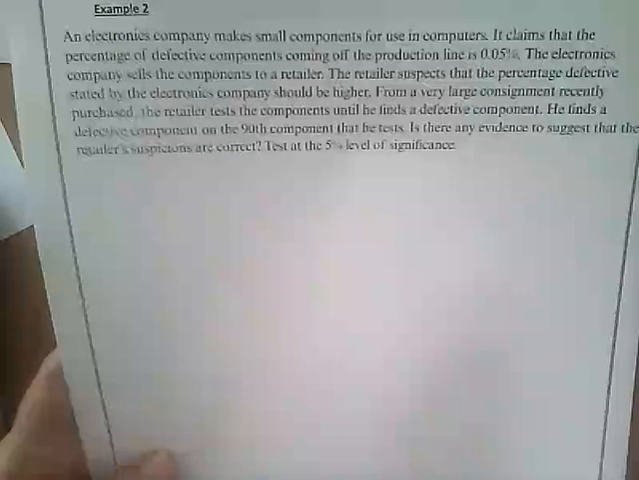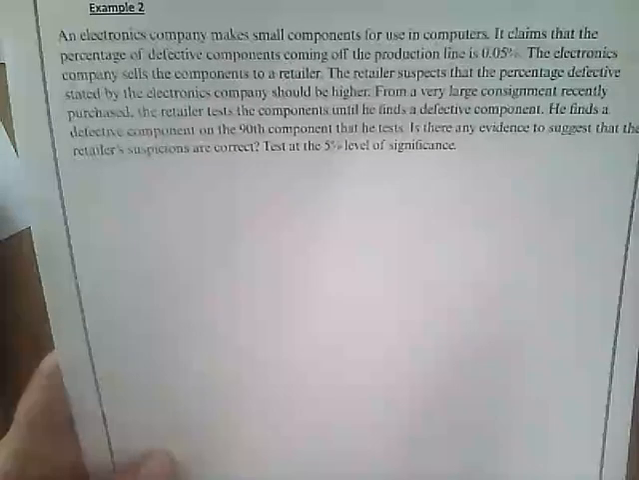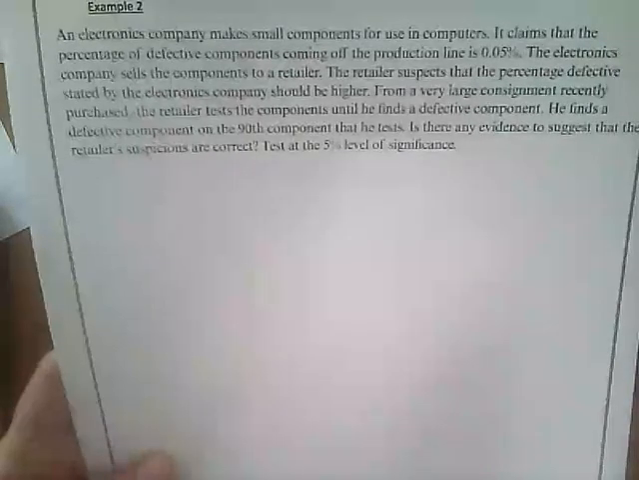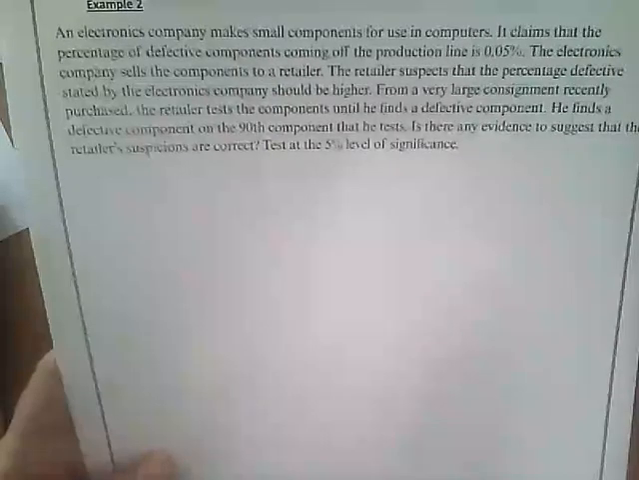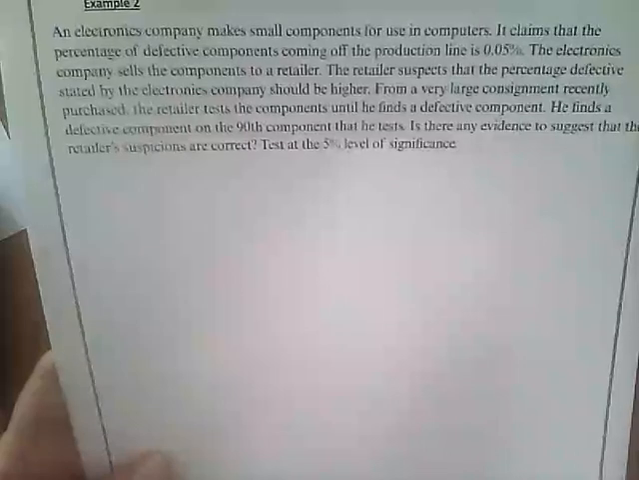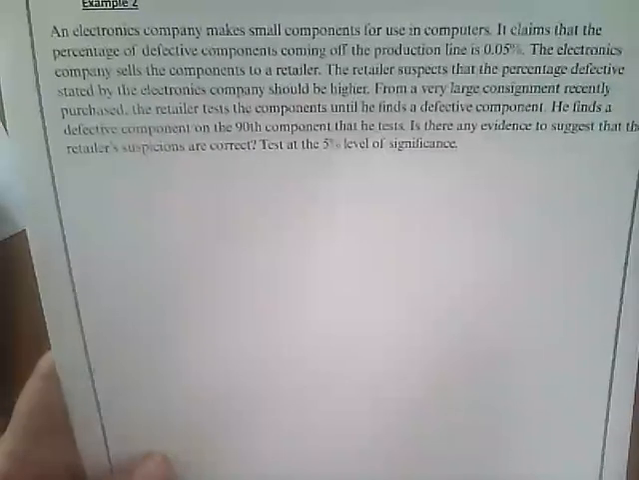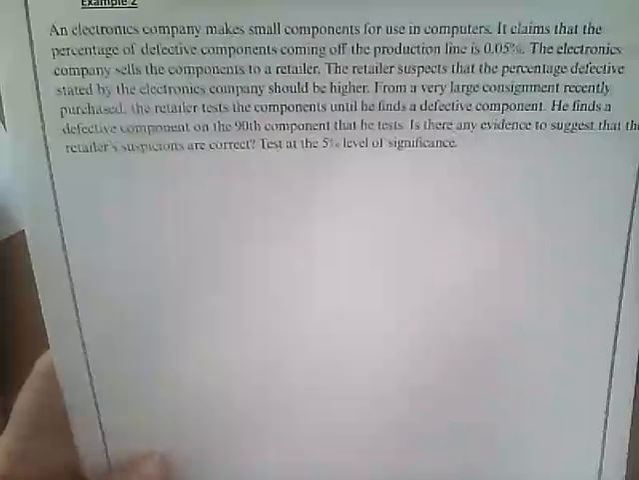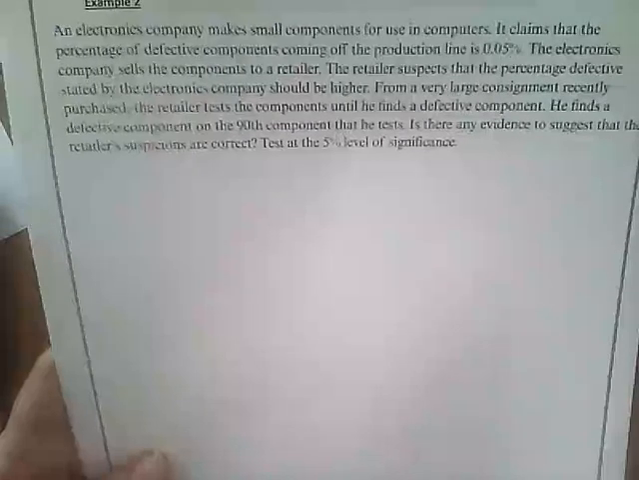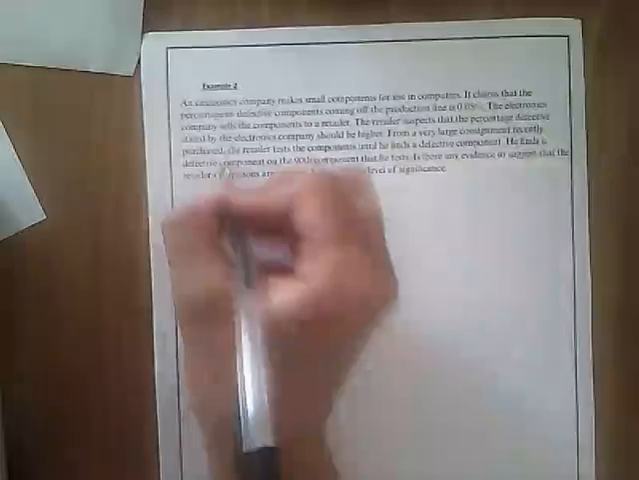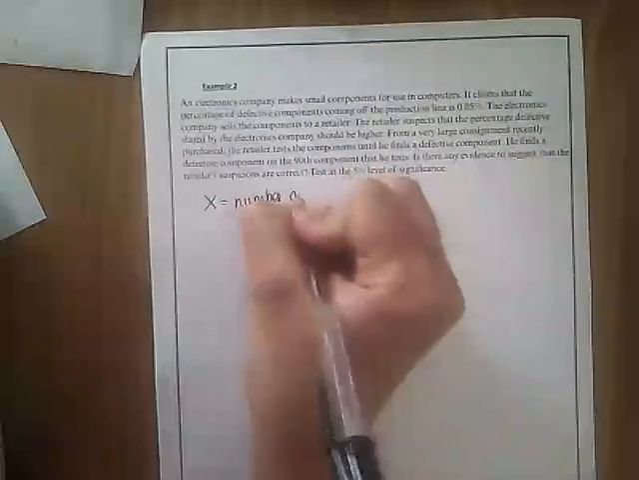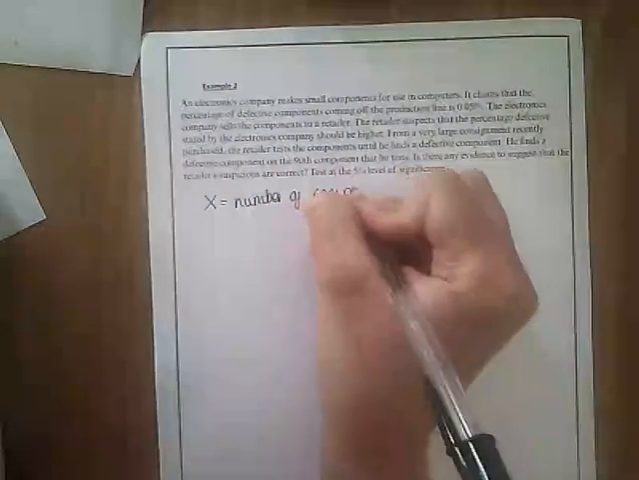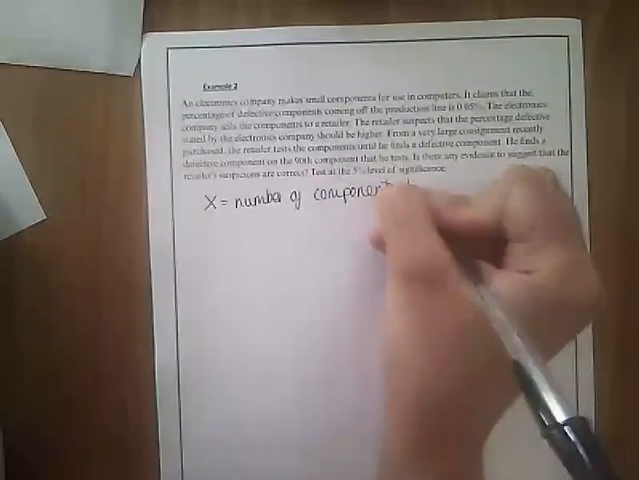From a very large consignment recently purchased, the retailer tests the components until he finds a defective component. He finds a defective component on the 90th component that he tests. Is there any evidence to suggest that the retailer's suspicions are correct? Test at 5%. Okay, so setting up again. X is going to be our number of components tested until finding a defective one.